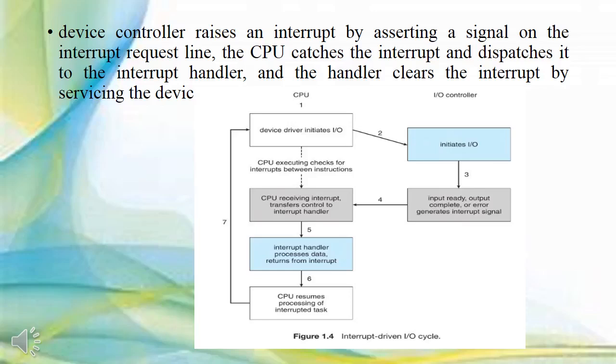In the above diagram, the device driver initiates the input-output device and transfers it to the input-output controller. Then the I/O controller generates an interrupt and sends it to the CPU. Then the CPU receives the interrupt and transfers it to the interrupt handler. The interrupt handler processes the data and returns from the interrupt. Then at last the CPU resumes processing of the interrupted task.